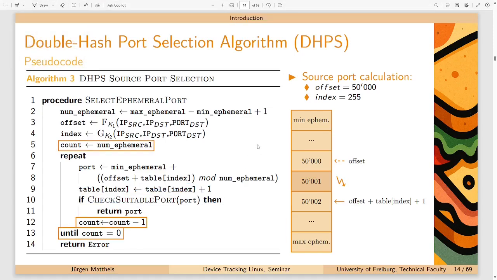And this double hash port selection algorithm terminates if it finds a port, or it terminates with an error if it can't find any port to assign after going through all the different ports, and it decrements a counter every round.